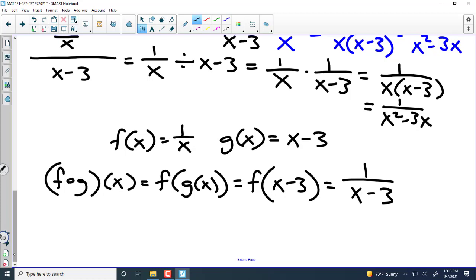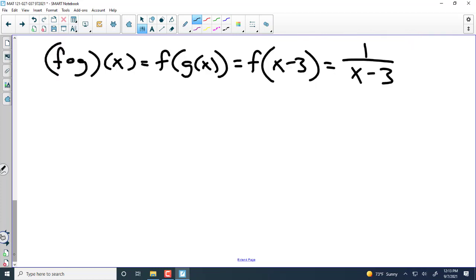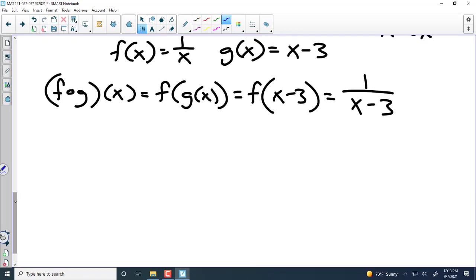Now, you look at this composition, what number or numbers look like they're bad to plug in there? 3. 0 is not bad anymore. Compositions behave very differently than combinations when it comes to domain. The domain of this thing is just missing the number 3, and here's why, everyone. It actually does make sense.